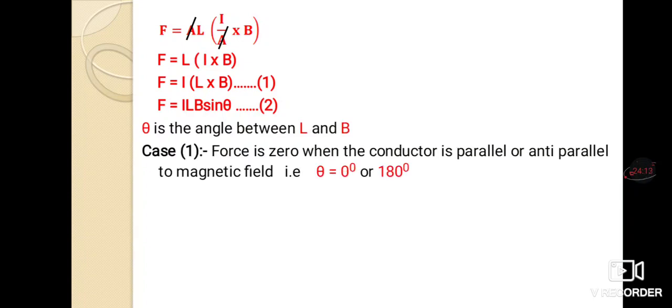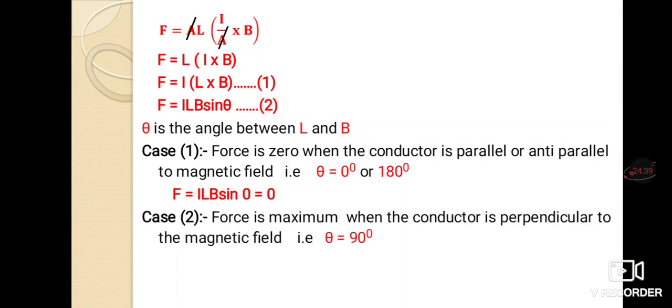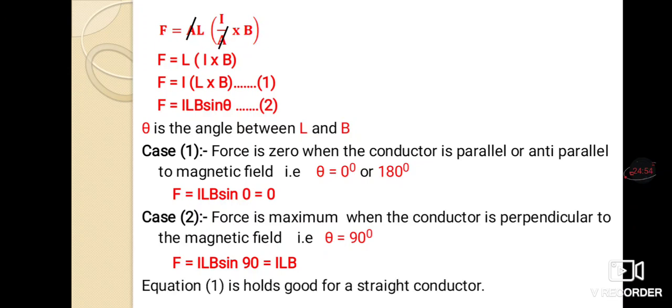Next we are going to discuss the cases. If theta is equal to 0 or 180 degrees, what happens? The force is 0 when the conductor is parallel or anti-parallel to the magnetic field. Therefore F is equal to ILB sin 0, which becomes 0. Whenever it is parallel or anti-parallel to the magnetic field, the force experienced is 0. Similarly, in the second case, the force is maximum when the conductor is perpendicular to the magnetic field, that is theta equal to 90 degrees. Therefore F is equal to ILB sin 90, which gives ILB itself.